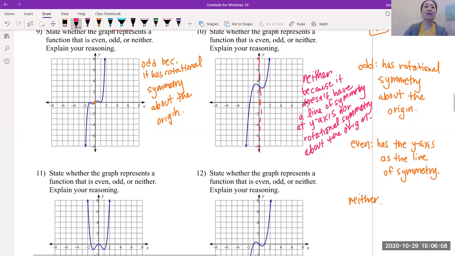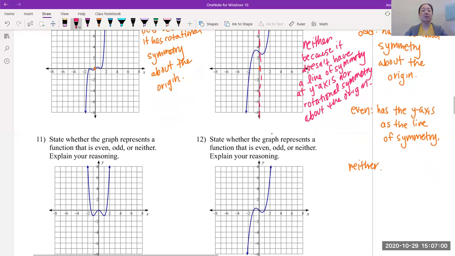Then we're going to go with this one right here, number 11, on the left-hand side. Is it odd? If I put a dot here and flip it upside down, is it going to look exactly the same? No, because right now it's a W, and if we do it upside down, it's going to look like an M. Not the same. And if we draw a line right down here on the y-axis, does the left look like the right? Yeah, it does. Yay! So this is definitely even.